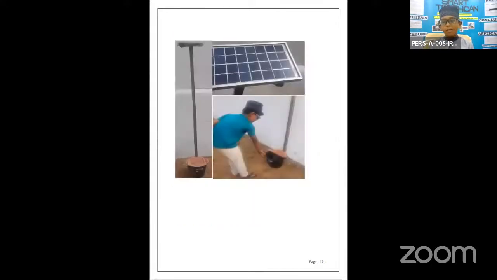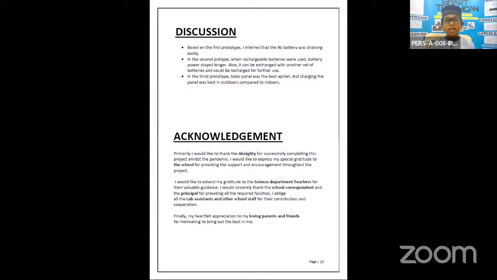I would like to end my presentation with an Islamic touch. The Prophet Muhammad sallallahu alaihi wasallam always encouraged people to keep the environment clean. Jazakallah khair.